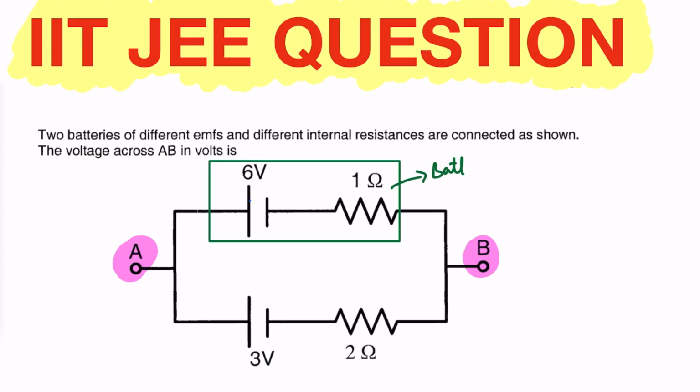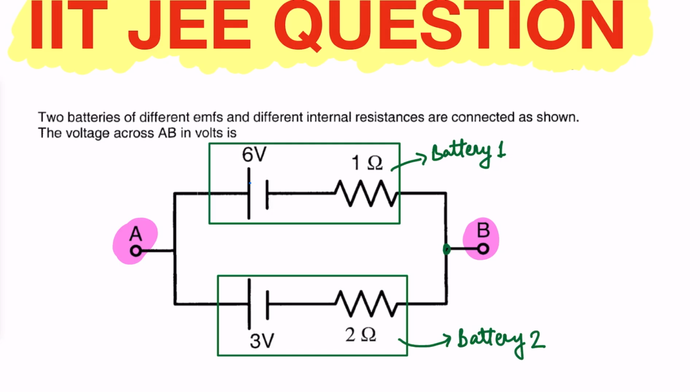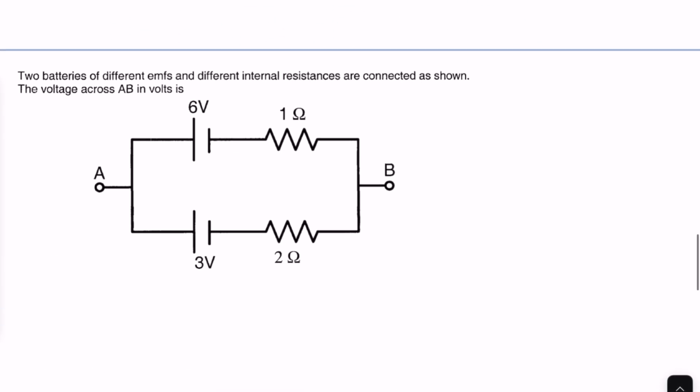This is battery 1 and this is battery 2. Their positive terminals are connected at A and their negative terminals are connected at B. We want to find the common voltage VAB, which is VA minus VB. So let's find the common voltage VAB.